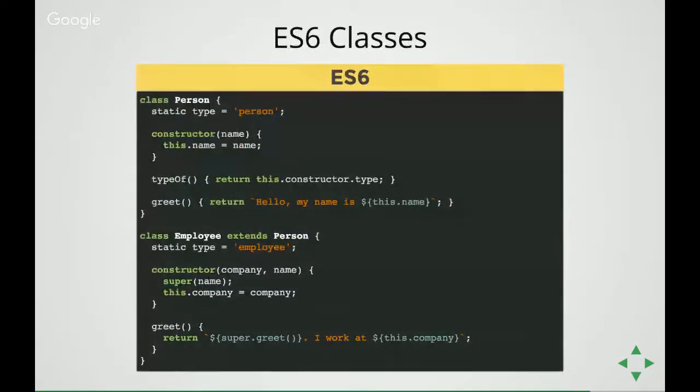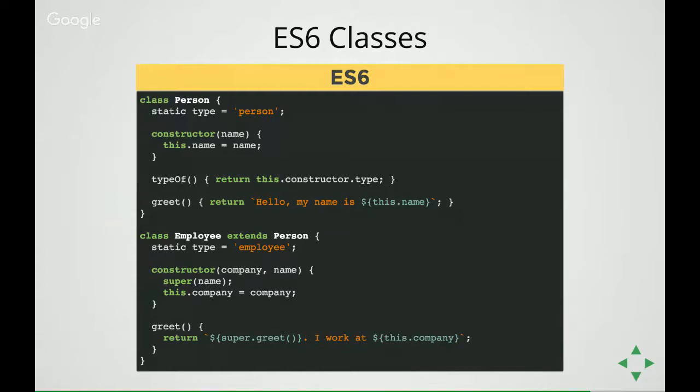ES6 land, we now have this. Here's my person and employee classes. We actually have the class keyword. Class person has a static property. Sweet, static property name equals what? It's got a constructor. It's a named constructor. Easy enough. Well, we got shorthand method properties, so now we have methods defined on our class. We're done. That's way easier than what we just did before.